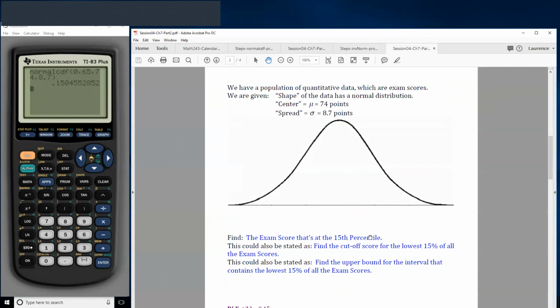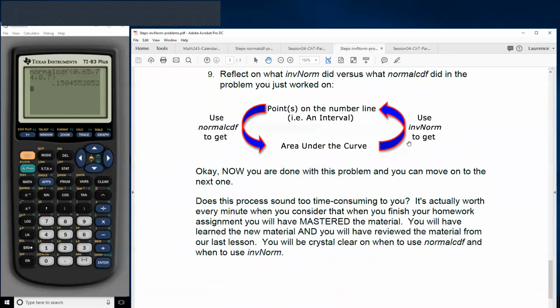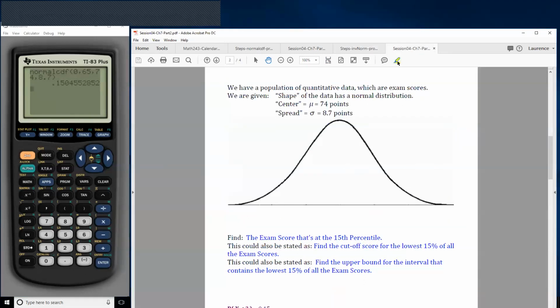So once again, 15th percentile. If I'm at the center, I'm at the 50th percentile. But if I want this area to the left to shrink down to 15%, it's somewhere off to the left. But I have been given an area under the curve. So first you got to know what a percentile is, and once you know that, then you realize they gave you an area under the curve. So that's why we're going to use inverse norm. But first, we got to make our rough sketch.